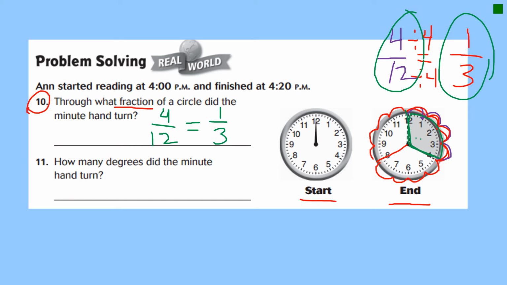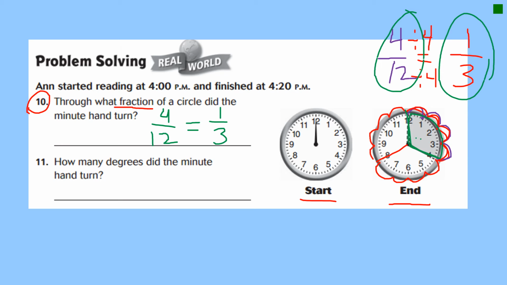All right, let's go on to number 11. How many degrees did the minute hand turn? Oh, see, now this is the one. Remember I said at the beginning that those were pretty straightforward and that they'd get a little trickier? This one's a little trickier because it's not 180 and it's not 90. It's 1/3 of a circle.